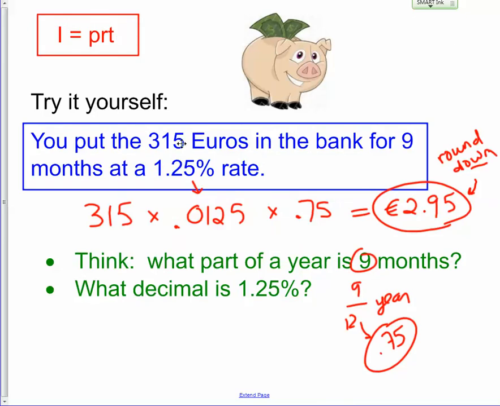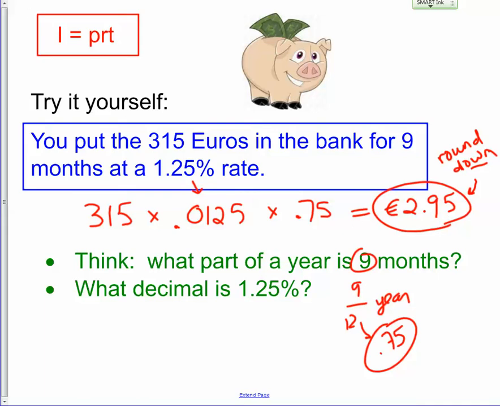So this time we put our money in the bank for a 1.25% interest rate for 9 months. Okay, so now you change this to a decimal. And 9 months, remember there are 12 months a year. That's 9/12 of a year, which is 3/4, which is 0.75 as a decimal. So principal times the rate as a decimal times the time in years as a decimal, and that's €2.95.